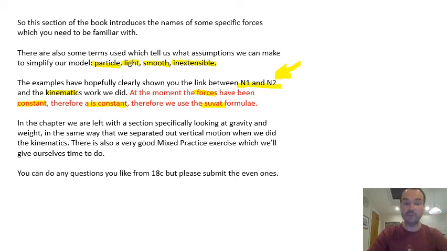We're left with a chapter looking at gravity and weight. We separated the vertical motion when we did the kinematics, and there's going to be a mixed practice exercise. So my plan was second lesson this week is going to be the gravity and weight stuff, and one of the lessons next week will be mixed practice before we look at the last chapter we're going to do on the mechanics, which is more forces work.